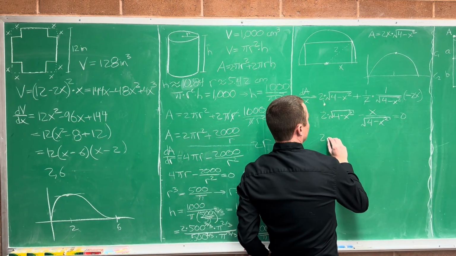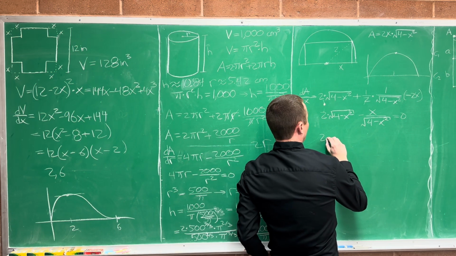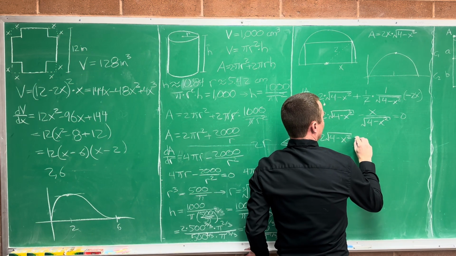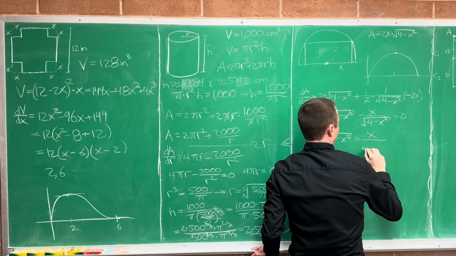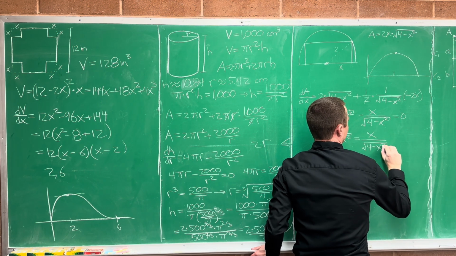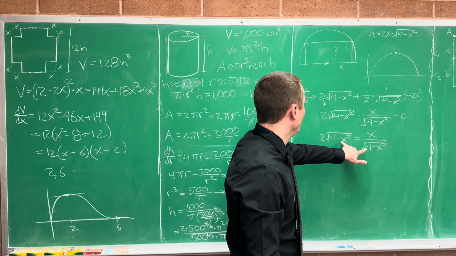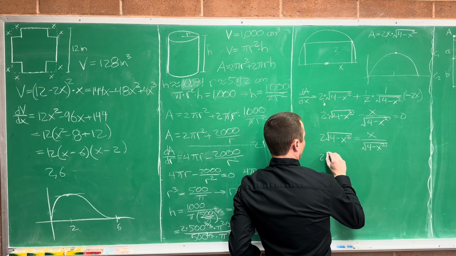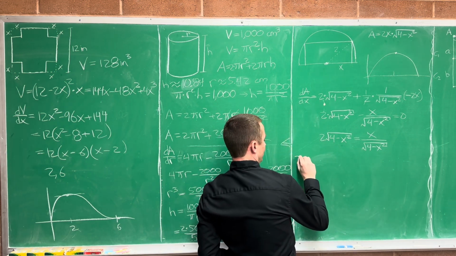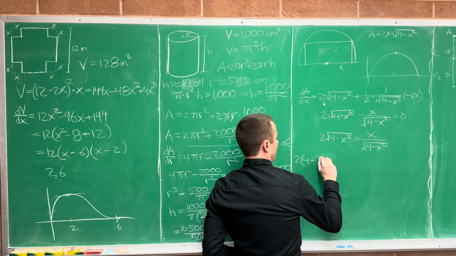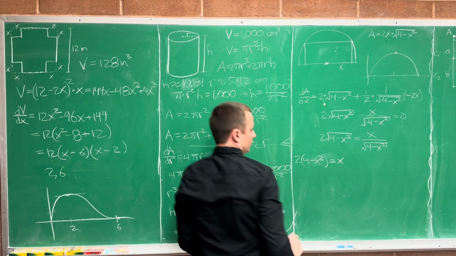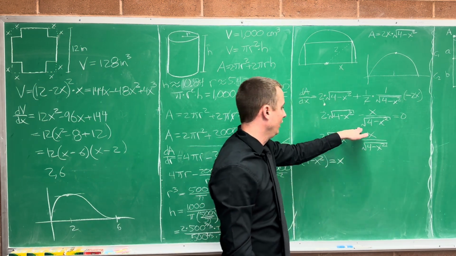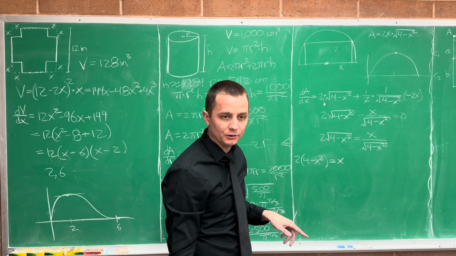So that's going to be where 2 times the square root of 4 minus x squared is equal to x over the square root of 4 minus x squared. You with me? Times both sides by the square root of 4 minus x squared. So we're going to get 2 times 4 minus x squared equals x. It's going to cancel out top and bottom there, and that's going to make it not square rooted anymore.